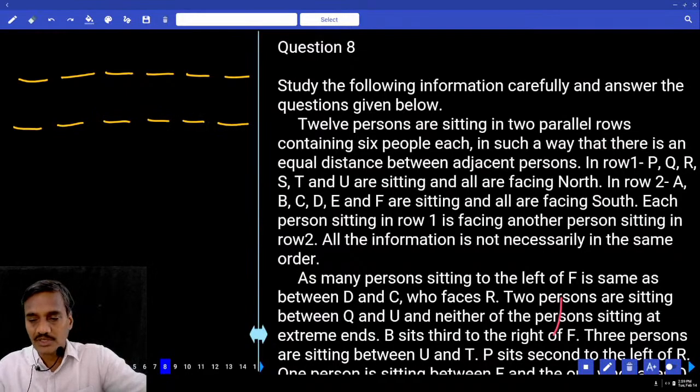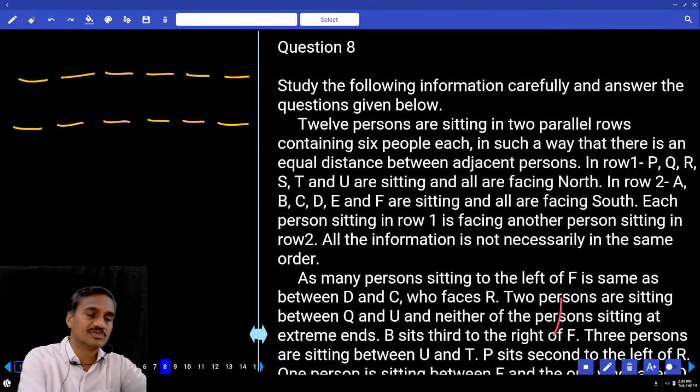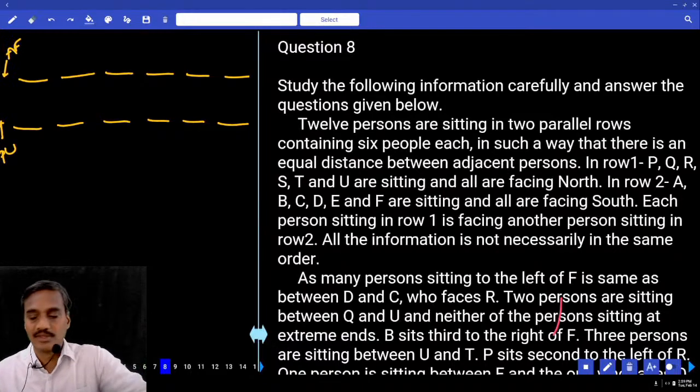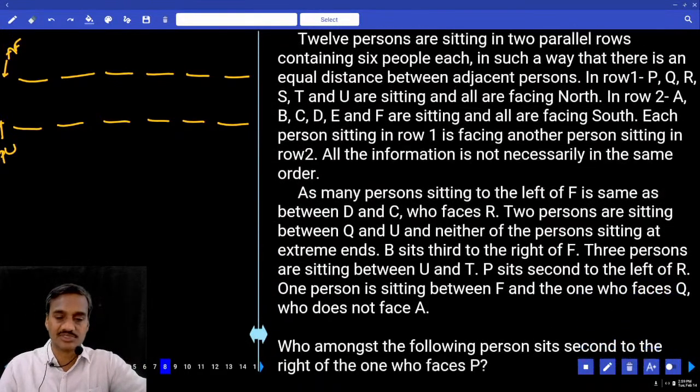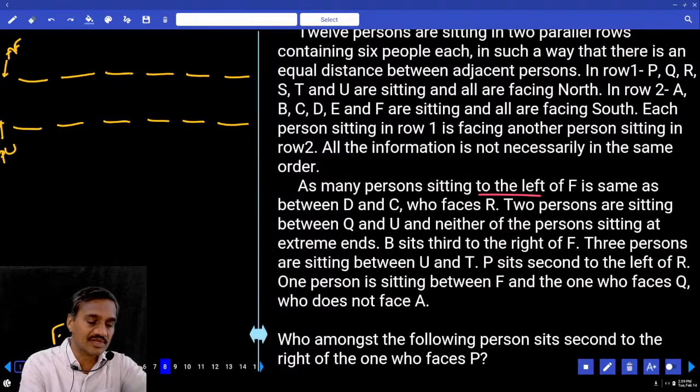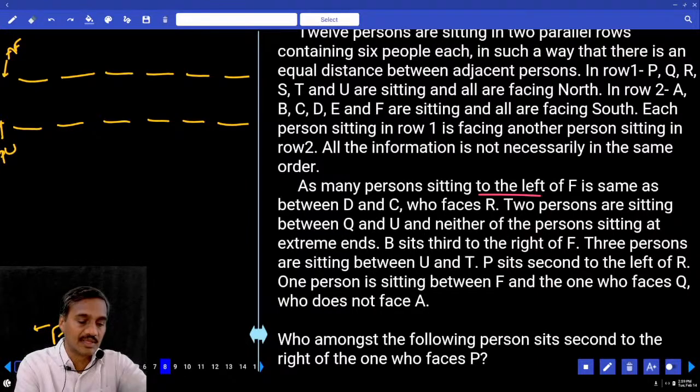In the first row, P, Q, R, S, T and U, all of them are facing towards north. And A to F are facing towards south. And together, 6 persons facing north and 6 persons facing south. As many persons sitting to the left of F is the same as in between C and D, and at the same time C faces R. Now C and R are opposite to each other.